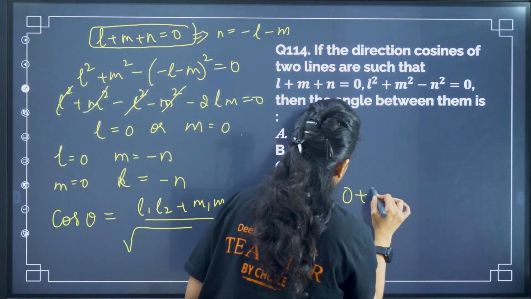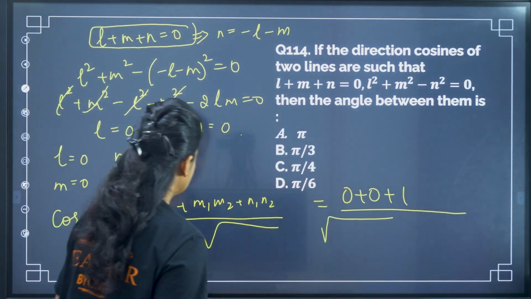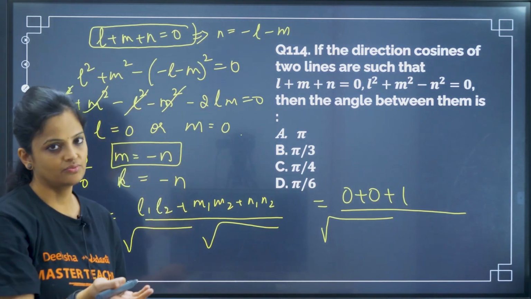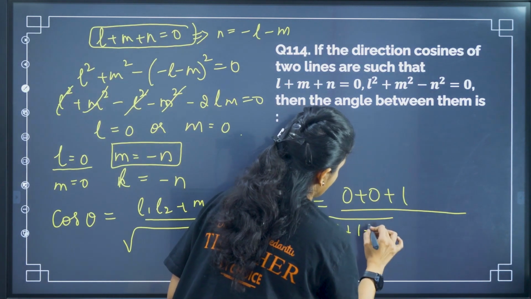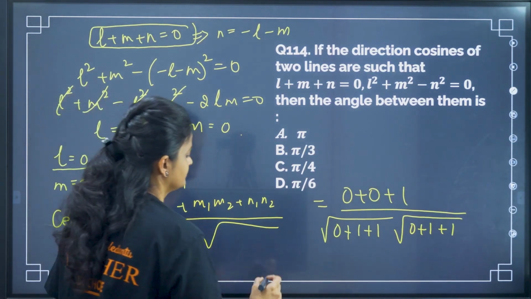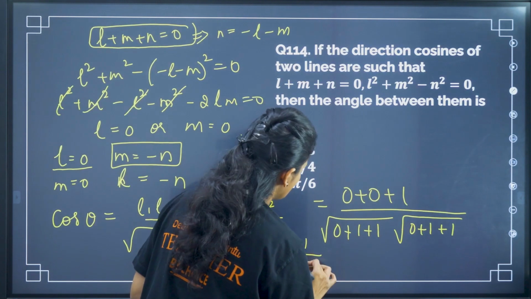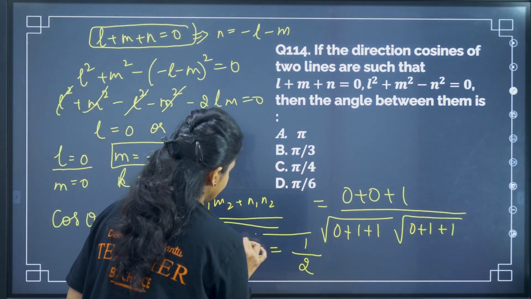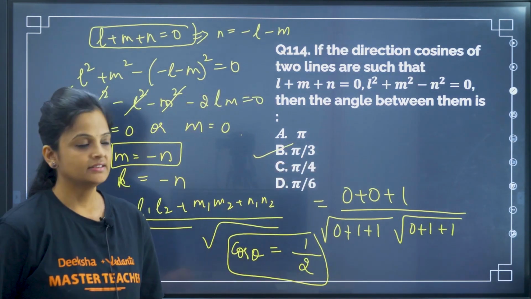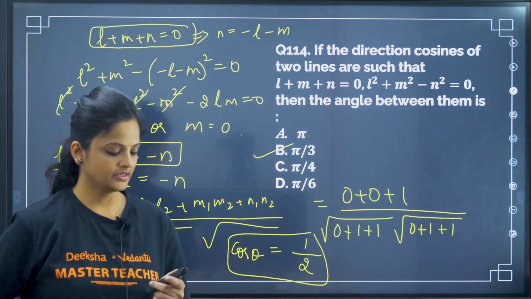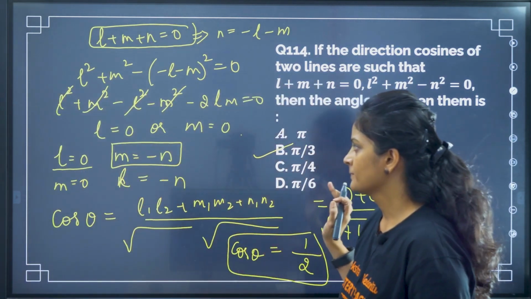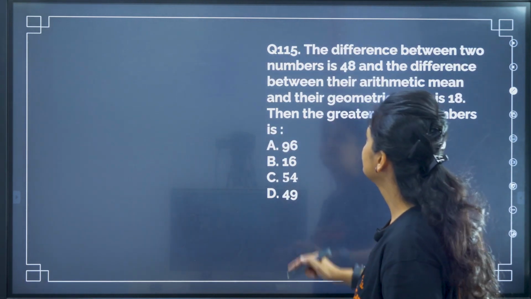Multiplying that, I will get 0 plus 0 plus 1, divided by the under root of 2 zeros. See here, if one is 0, the other one will be 1 or minus 1, isn't it? So 0, 1 and 1, because minus 1 whole square is also giving you 1 only. So that becomes 1 divided by root 2, which will be 2. This is our cos theta. If cos theta is 1 by 2, theta has to be pi by 3. Have you got pi by 3? Check your answers, and if not, check the solution properly. Got it? Let's move ahead.